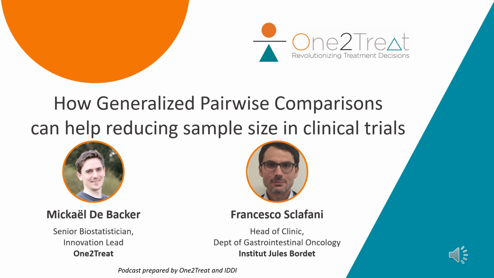Okay, excellent. And Mickaël, it would be great to learn why GPC was chosen for the study design and also its impact on the sample size. Sure. So the question at hand here is, well, can we show that by using a less intensive treatment for elderly patients with rectal cancer in this case, we still provide an overall benefit to the patients? So in essence, it's a benefit risk type of question.